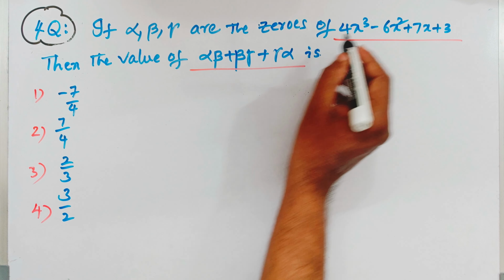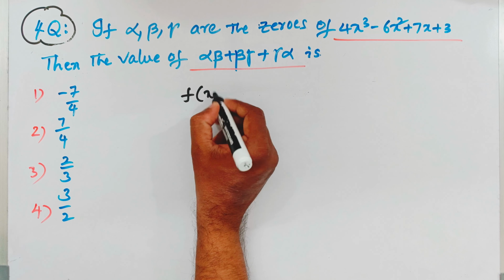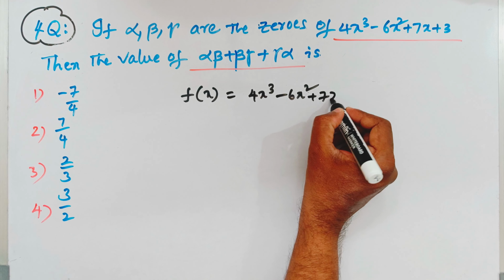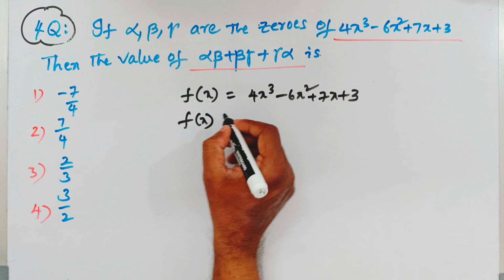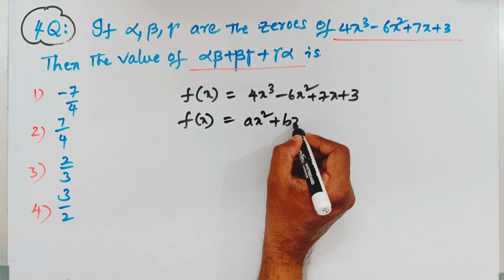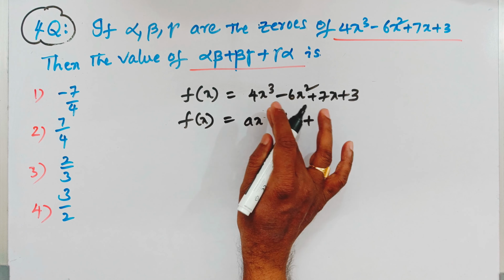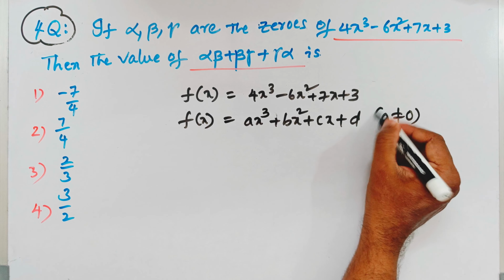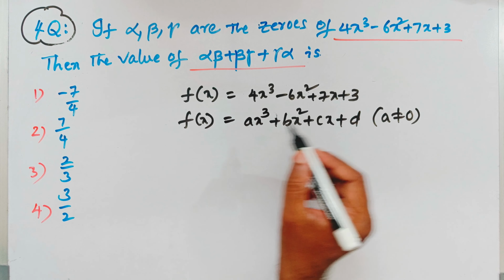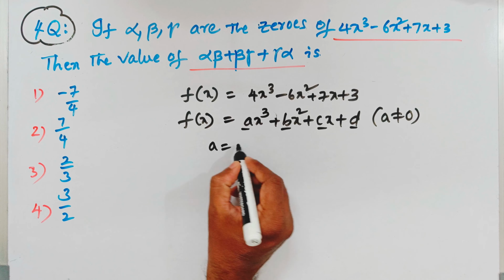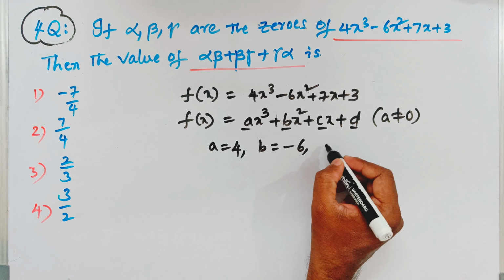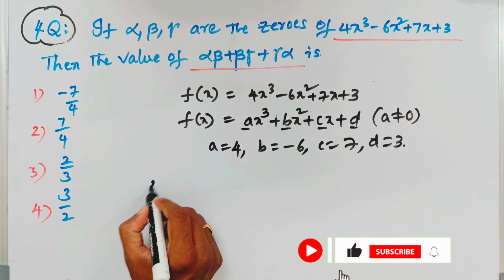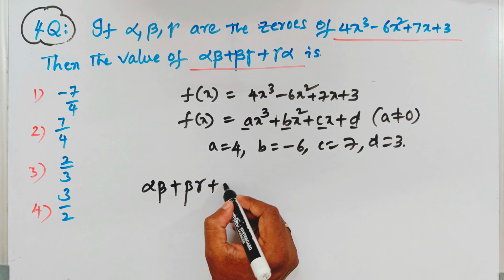This is a most important question. Suppose this is a cubic polynomial, f of x is equal to 4x cube minus 6x square plus 7x plus 3. We know the cubic polynomial general form is ax cube plus bx square plus cx plus d, where a is not equal to 0. Compare with these two, the coefficients a, b, c, d: a is equal to 4, b is equal to minus 6, c is equal to 7, d is equal to 3.